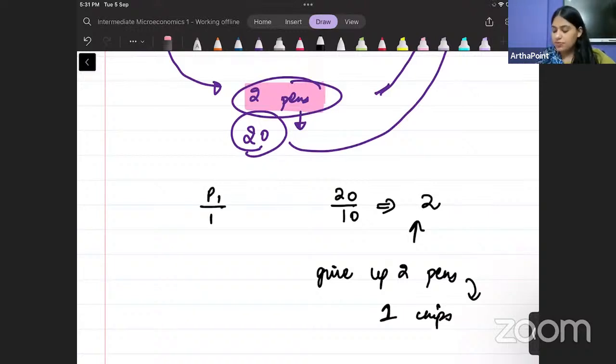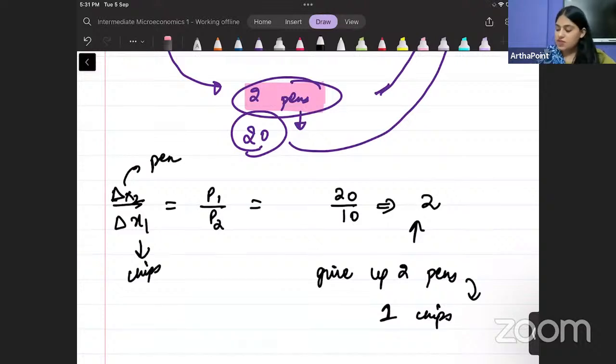This is nothing but the price ratio between the two. And this is how much pen I must give up to buy 1 unit of chips. So this is negative, because I'm giving up. Beta, how much pen should I give up to buy 1 unit of chips? That will be 2. I have to give up 2 pens for 1 chips. This is what the price ratio tells you. Are you getting it? The slope of the budget line is telling you the rate at which the market substitutes one good for another.